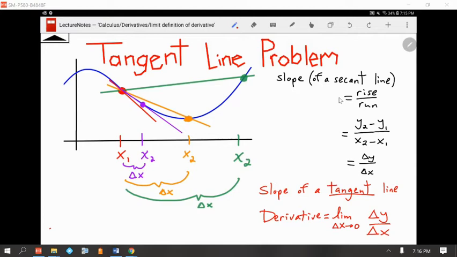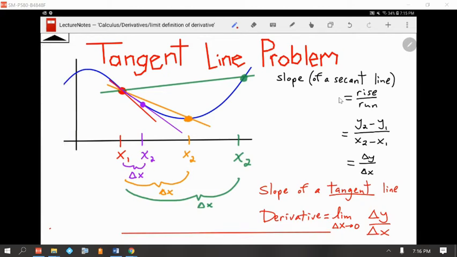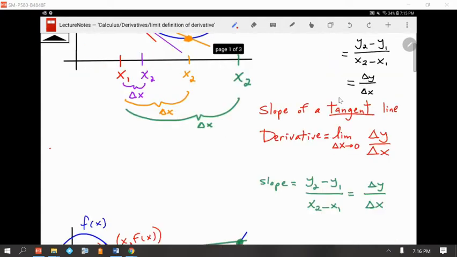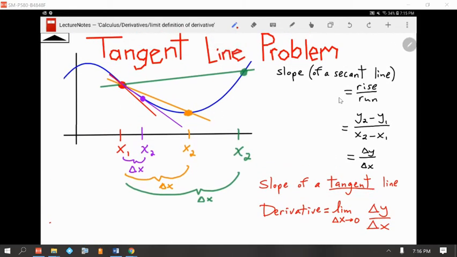So if I apply a limit to delta y over delta x and take the limit as that delta x approaches 0, right, of delta y over delta x, the denominator gets smaller and smaller and smaller, and our secant line becomes a tangent line. The slope of the tangent line in calculus we refer to as the derivative of the function.